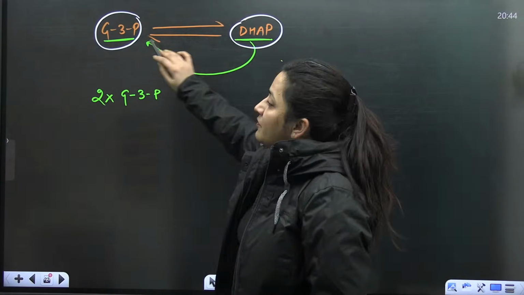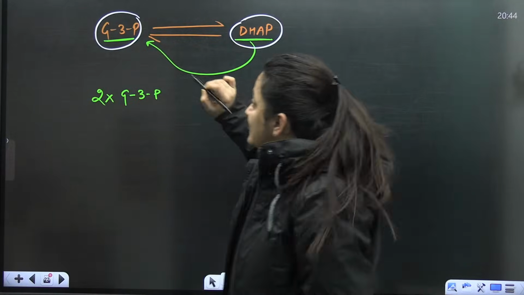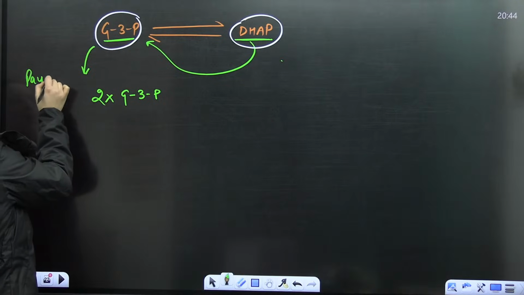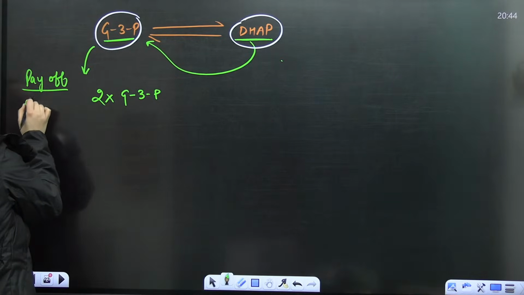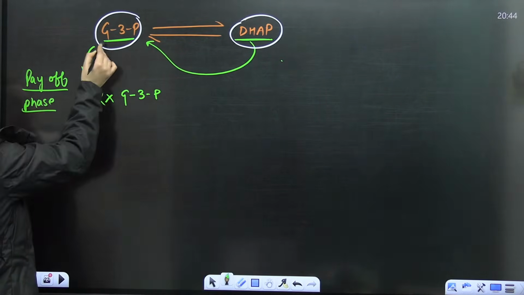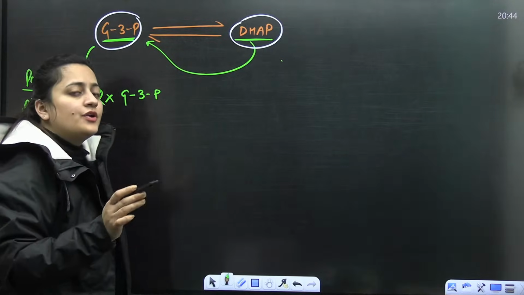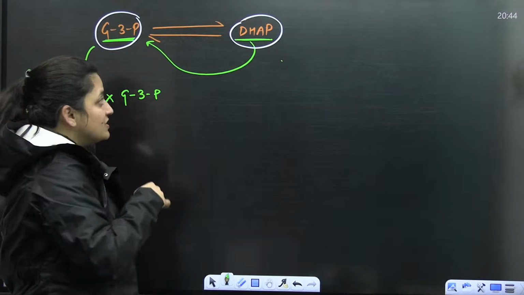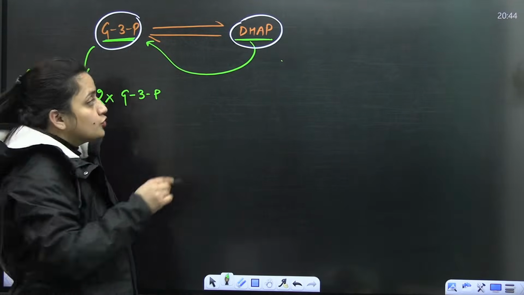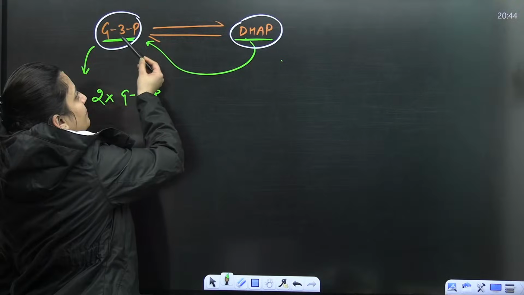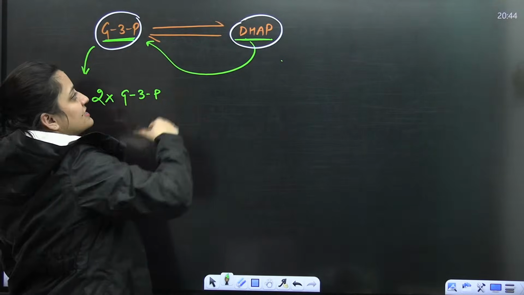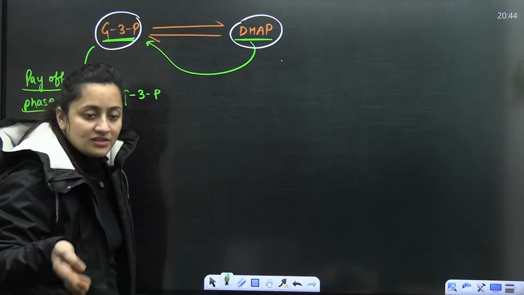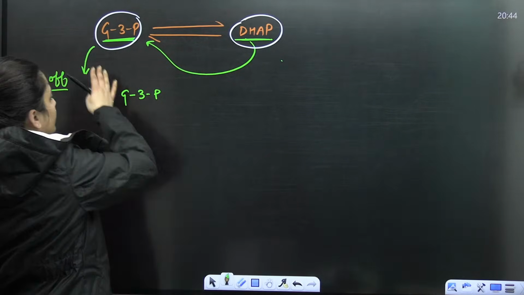So DHAP will get converted to G3P, because it is the G3P only that can go for the payoff phase. Why is it so? Because the enzymes are specific for this only. Your dihydroxyacetone 3-phosphate cannot enter the payoff phase. These enzymes are specific for the G3P only. So if we do not convert this DHAP into G3P, then obviously 3 carbons of this glucose will get wasted. We don't want that. So DHAP will get converted to G3P.